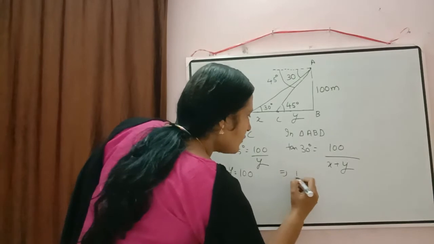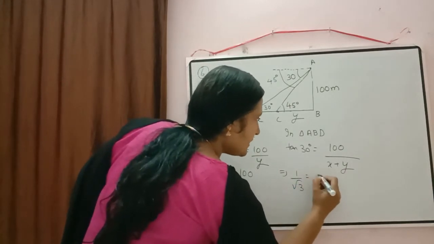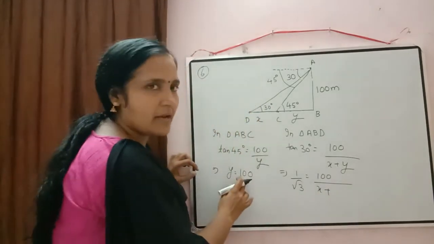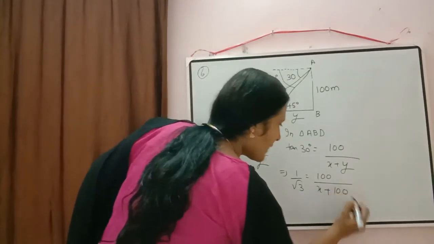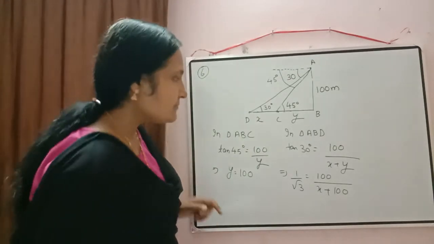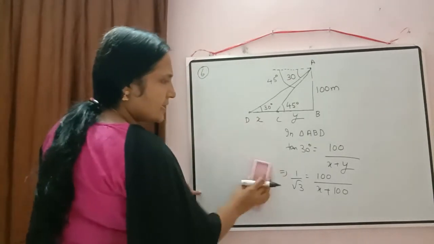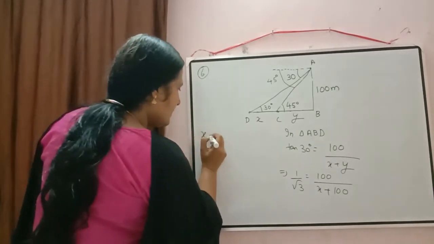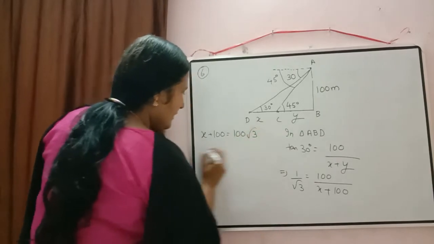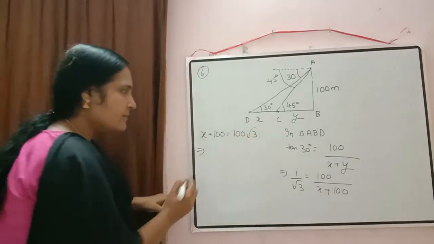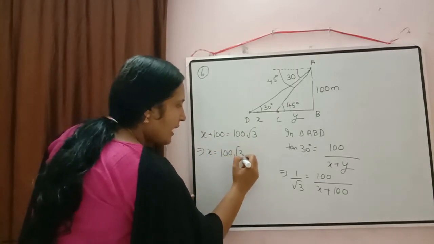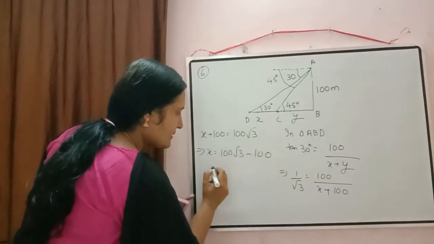Tan 30 degree is how much? 1 by root 3 is equal to 100 by x plus y. Already we have calculated, the value of y is 100. Now we can do the cross multiplication. Then we will get x plus 100 is equal to 100 root 3. We need the value of x only. So we can shift this 100 to the right hand side. Then it will come 100 root 3 minus 100.